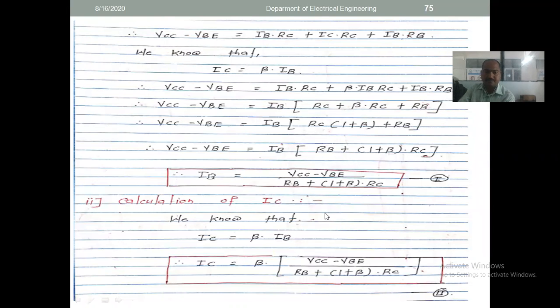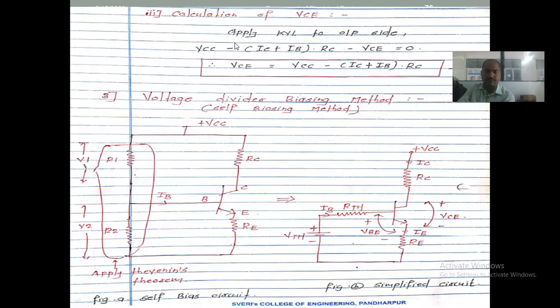VCC minus of IC plus IB into RC minus VC. This is the equation. We have to calculate VC, that's why this minus goes to the other side as a plus. So VC equals VCC minus of IC plus IB into RC. This is the equation with respect to VC. Did you understand this?